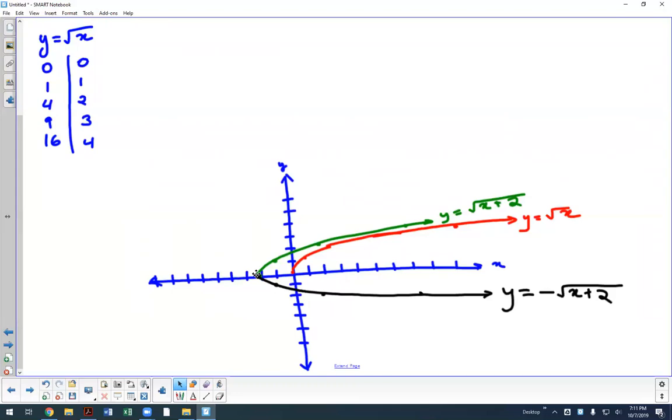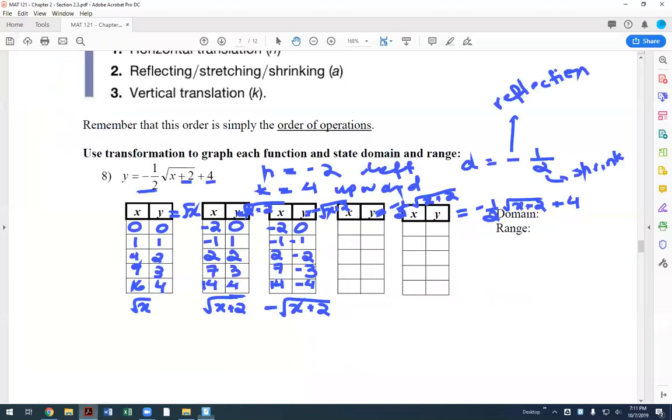What was our next transformation? Moving it up. Sorry? Moving it up 4. Moving it up 4? Why 4? Actually, no. Sorry, horizontal.